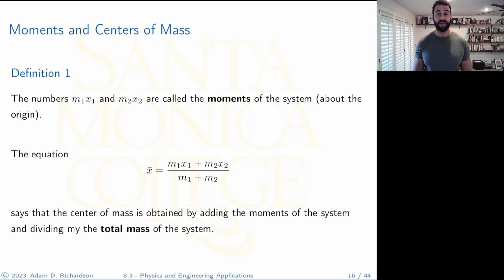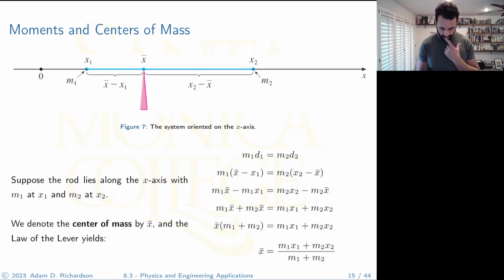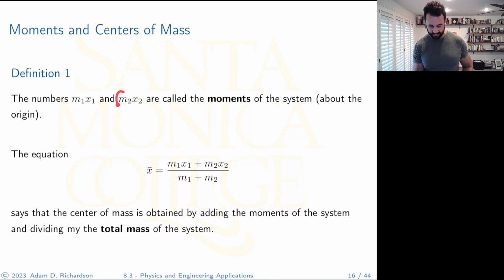Putting it all together, let's get the actual definition. So the numbers m1 x1 and m2 x2 are called the moments of the system, the moments about the origin. Let me flash back real quick, right? Remember our system is anchored right here. So there's the origin, and x1 is this distance, and x2 is this distance. Once you choose an origin, once you choose a coordinate system, you're going to express everything in terms of that coordinate system. So m1 times that distance x1 and m2 times that distance x2 are called the moments of the system. And this equation gives you the center of mass. What this is saying is that the center of mass of the system is obtained by adding the moments of the system and dividing by the total mass. So m1 plus m2 is the total mass of the system. And that's really what it's saying.